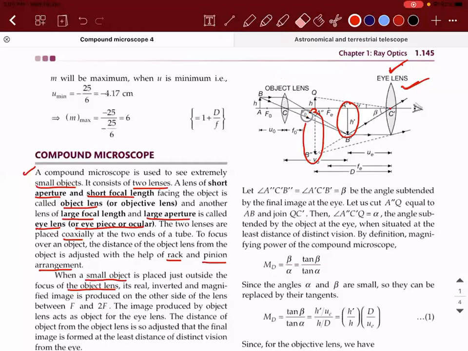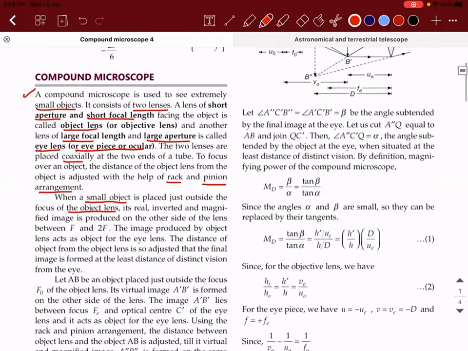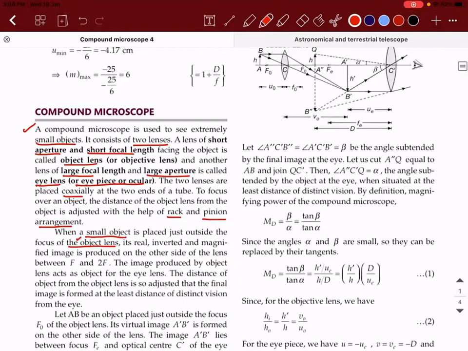So having these points in mind, let's try to understand how this diagram is drawn. When you place a small object, you place it just outside the focus of the objective lens. It should be between the focus and the center of curvature, very close to the focal point. Then what is going to happen?